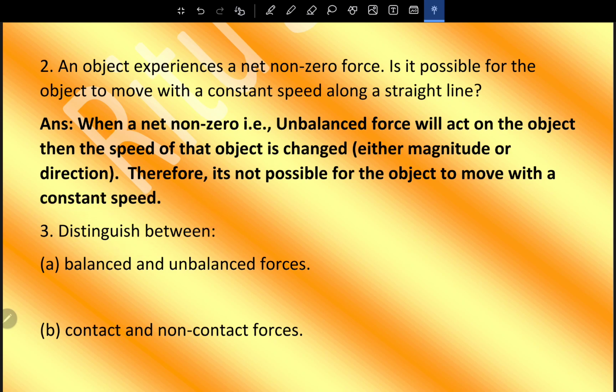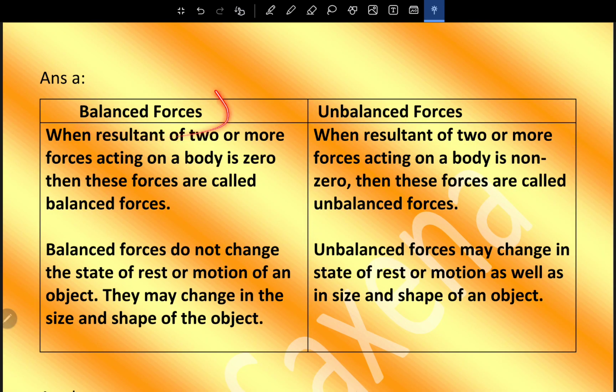Now this is the difference between balanced force and unbalanced force. And whenever there is a distinguish type of question, it is suggested to write in a columnar form. So when the resultant force of two or more forces acting on a body is zero, then these forces are called balanced force. Whereas when the resultant of two or more forces acting on a body is non-zero, then these forces are called unbalanced force. Balanced forces do not change the state of rest or motion of an object. They may change the size and shape of the object. Unbalanced force may change the state of rest or motion as well as the size and shape of an object.